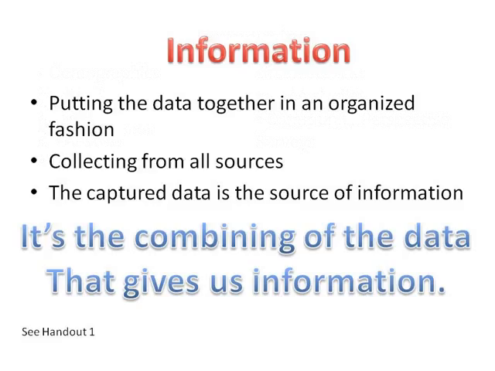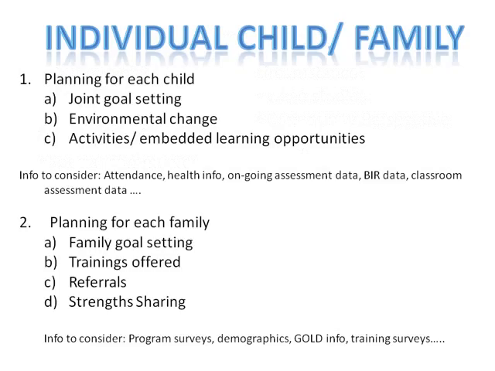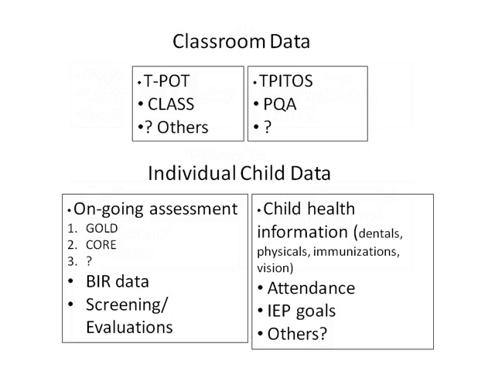Now we're going to talk about what we do once we find out what we're collecting, and seeing if we're collecting enough of the data that we need. We're going to put that into the form of information, putting the data together in an organized fashion. How do we do that? Are we making sure that we're collecting from all of the sources that we need to? Keep in mind that the combining of all of this data is really what's going to give us that information. So how do we take all of this individual data and turn it into the information we need to make knowledgeable decisions? Let's look back at our handout for data collection planning.